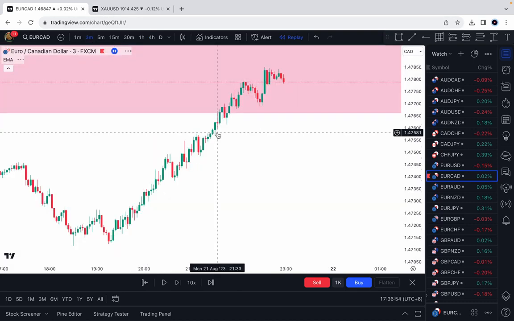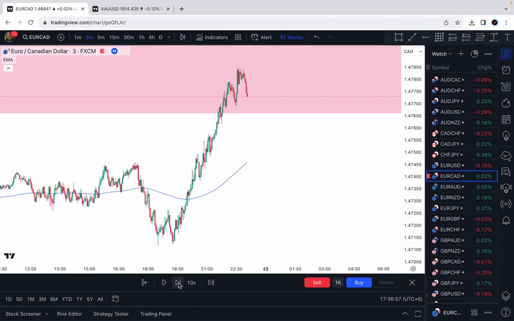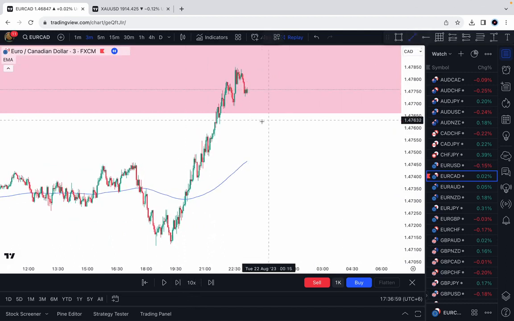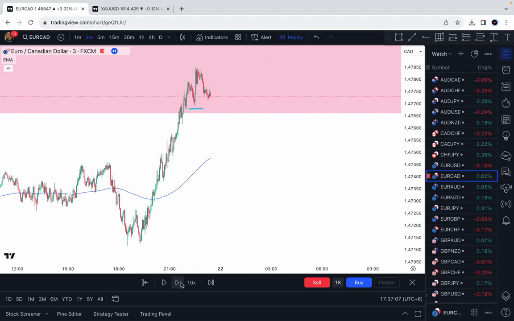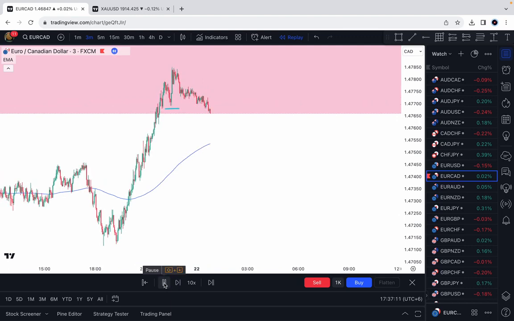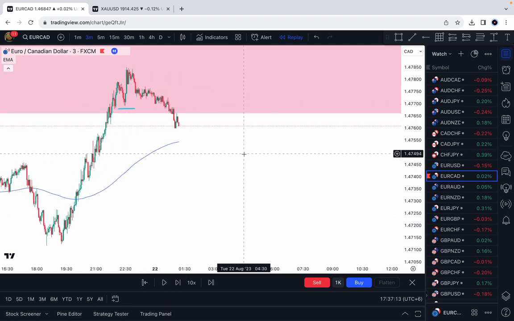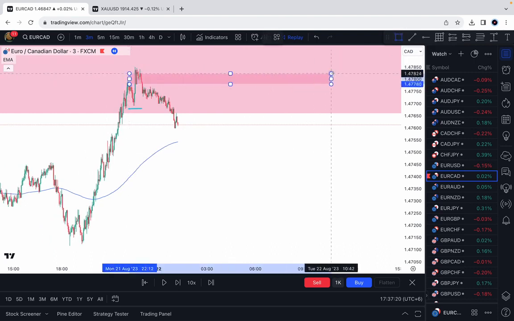Now I'll go to 3 minute. Let's see what happens now. I will wait for market to break this structure. This is a higher high, then let's see if it breaks. Then I already see some good zones here. Yep, market did break the structure. Now my focus would be here. I can already see a zone here.